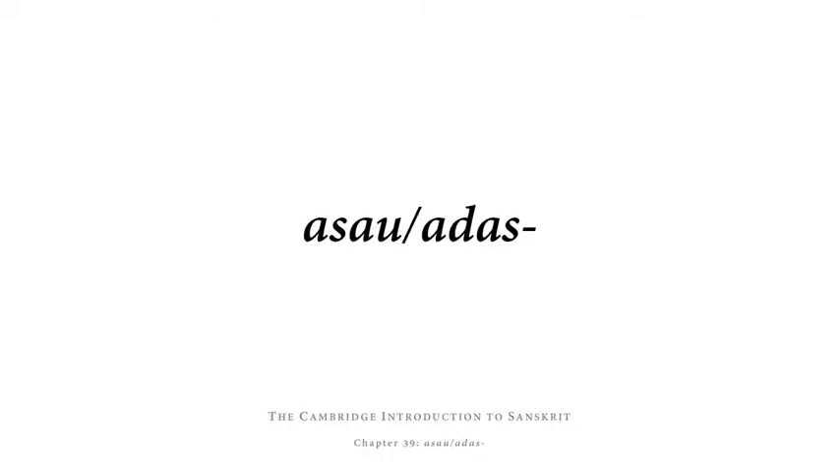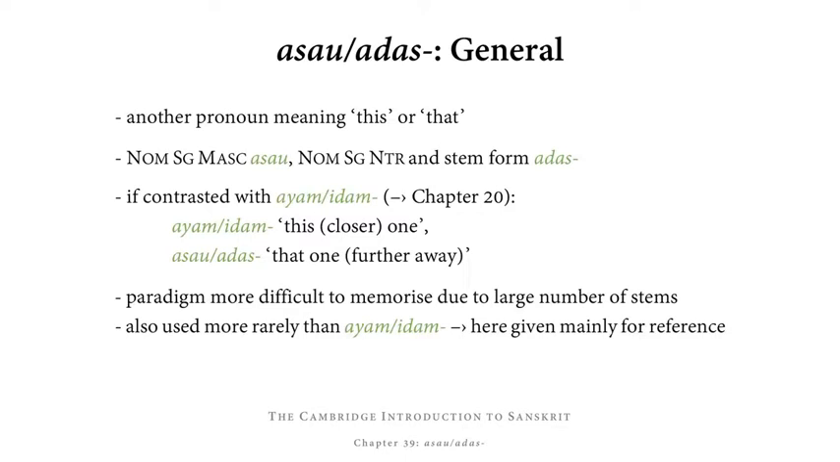Welcome to the video for chapter 39 of the Cambridge Introduction to Sanskrit, which is going to tell you about the pronoun asau adas. This is another demonstrative pronoun that means this or that. Just like sa tad or ayam idam, it is quoted in reference to its nominative singular masculine, which is asau, and its stem form, which is identical also to the nominative singular neuter, and which is adas.